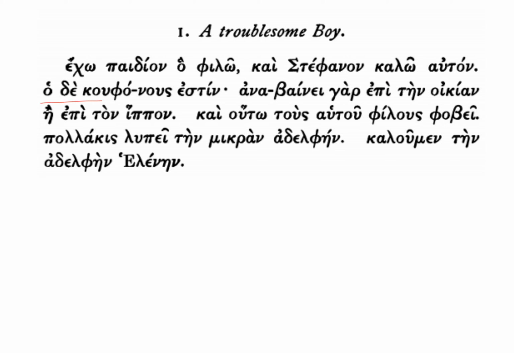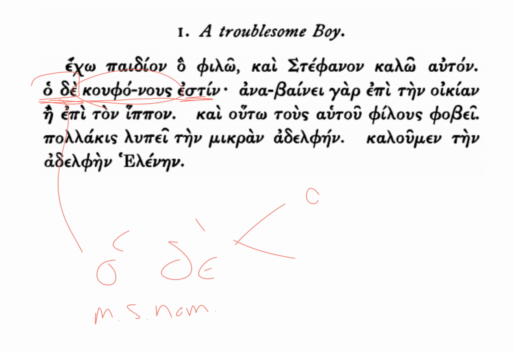We continue. Hode kufanus estin. And he, hode, he is kufanus, empty-headed, or a knucklehead. Hode, you can see here, is the article, masculine singular nominative ho, and the very prevalent particle de. De has two separate meanings. It can mean and, continuative, or it can mean but, adversative.